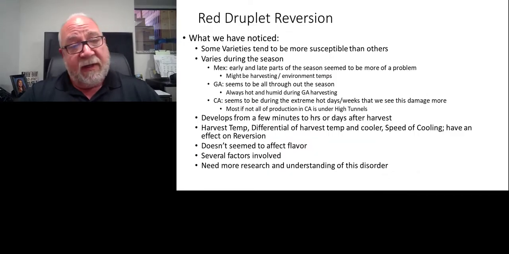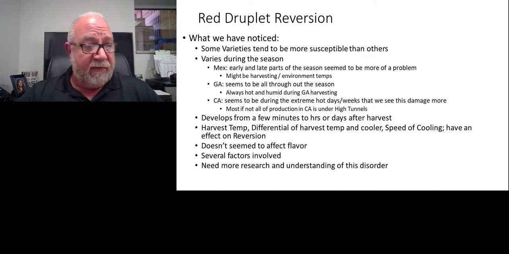And over the years of dealing with this problem, we have noticed that some varieties tend to be more susceptible than others. Everybody knows that, I guess, in this business. I've noticed that it varies during the season, like I said earlier. Early and late parts of the season in Mexico seem to be more of a problem.